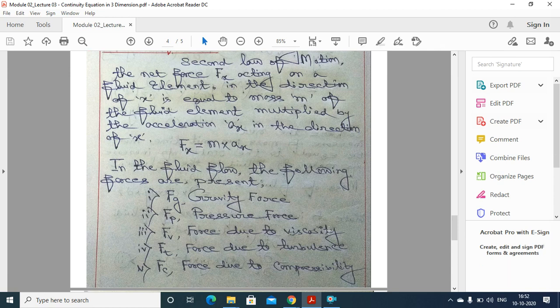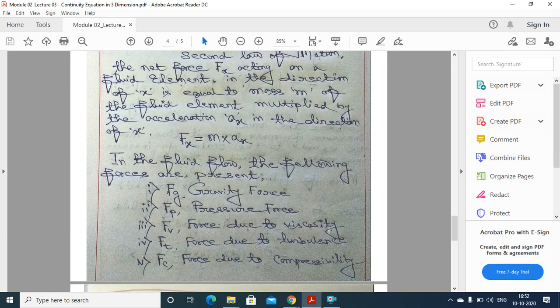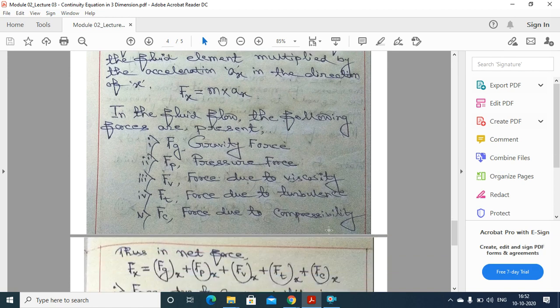Again I am repeating that these are the forces which are present in the fluid flow. These are gravitational force or gravity force. Fp is the pressure force. Fb is the force due to viscosity. Ft is the force due to turbulence, and Fc is the force due to compressibility. So in fluid flow, these forces remain present.